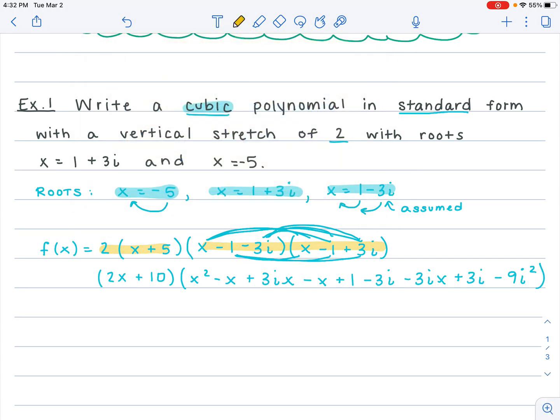So we need to kind of go through this and we need to simplify some of this down. All right, so when I do this, I've got the x squared, and that's my only x squared there, it looks like. My x's, I've got negative x, and that's it. So negative 2x. My 3ix, I've got a positive 1 and a negative 1, so those were reduced down. I've got a negative 3i and a positive 3i, reduced down. And over here, I've got the 1 and the minus 9i squared. Now remember that i squared actually means negative 1. So right here, this negative 9 is actually going to become a positive 9. So 9 plus 1 is 10.